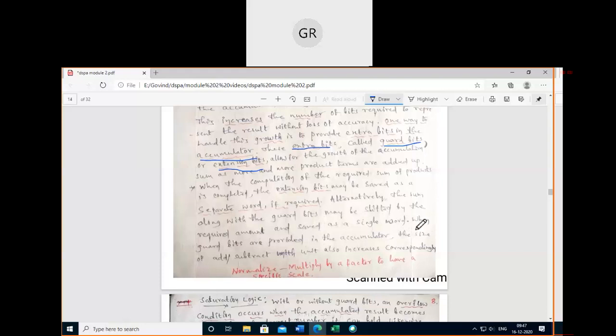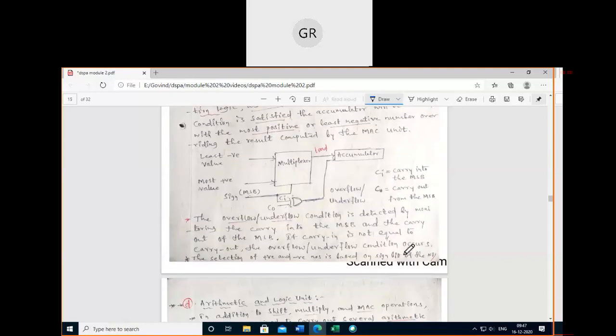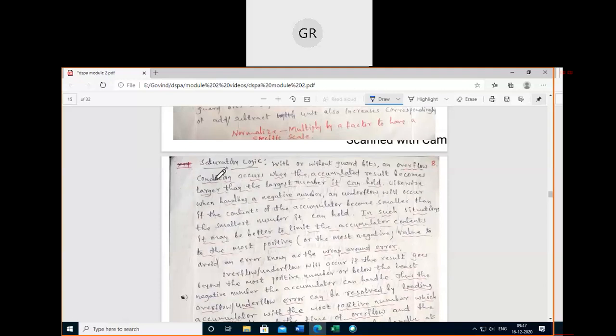When guard bits are provided in the accumulator, the size of the add subtract unit also increases correspondingly. Next one is saturation logic. With or without guard bits, an overflow condition occurs when the accumulated result becomes larger than the largest number it can hold.